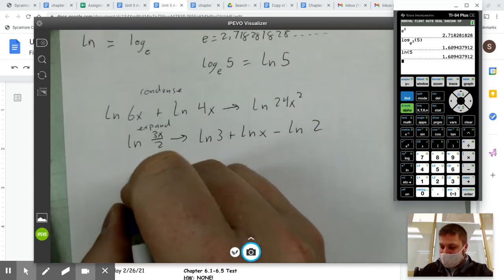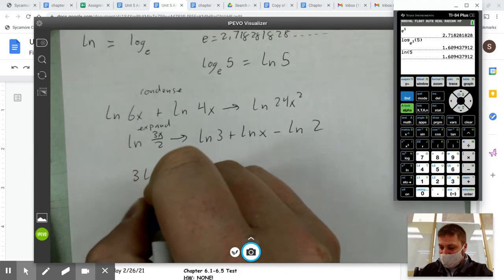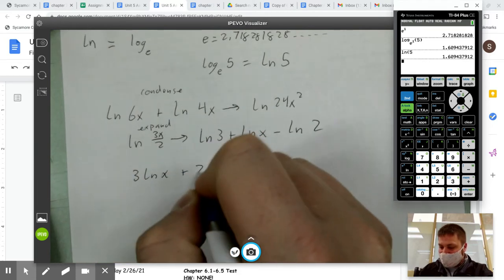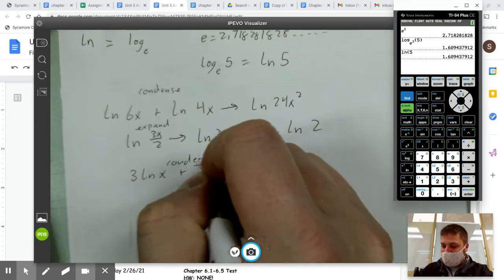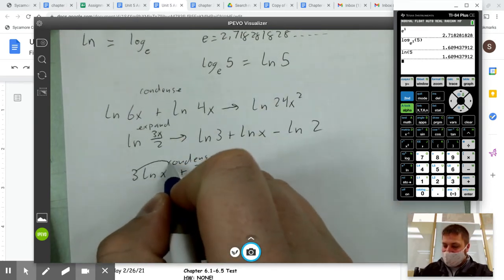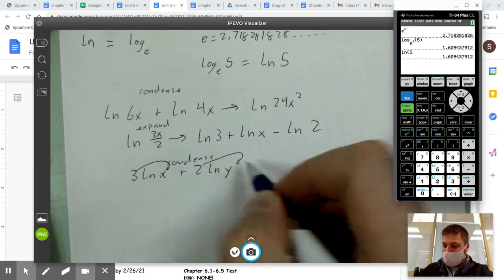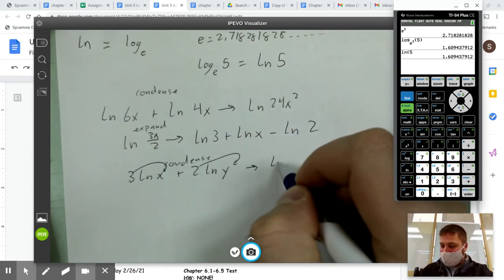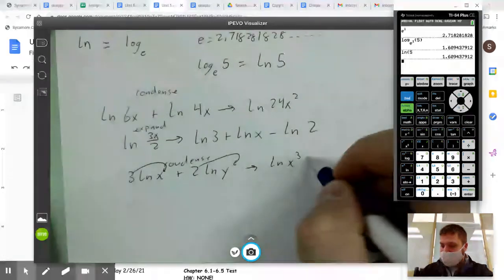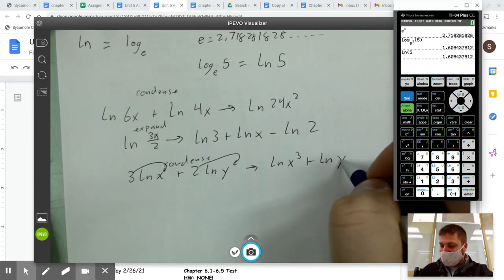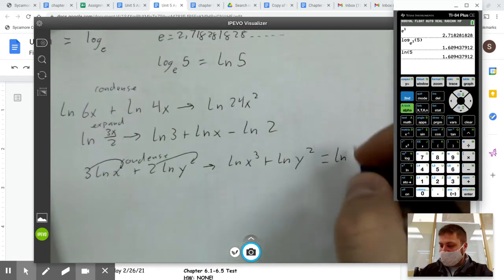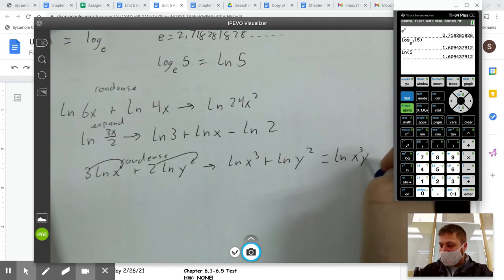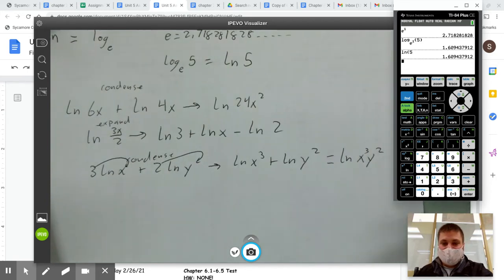If I had something like 3 ln x plus 2 ln y, and I wanted to condense, then first I would make my coefficients become exponents. So that would be the same as the ln or natural log of x to the third plus the ln or natural log of y squared. Now that addition would turn into multiplication. So that would be the ln of x to the third y squared.